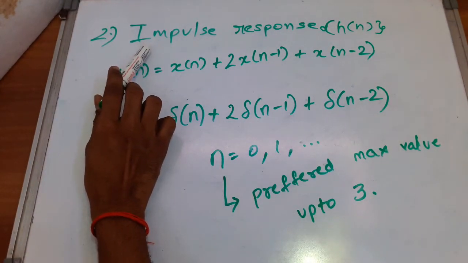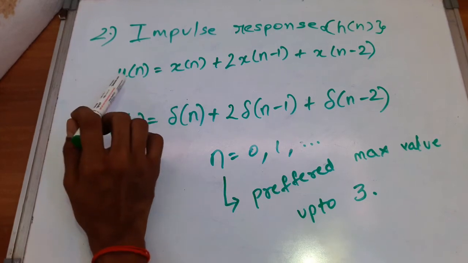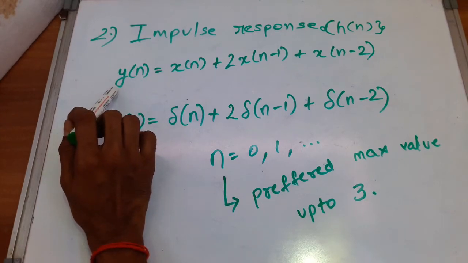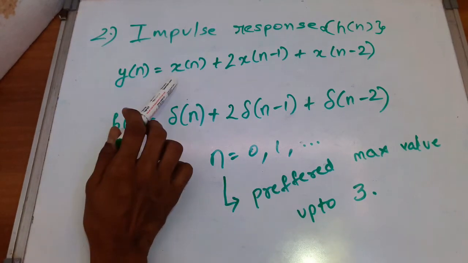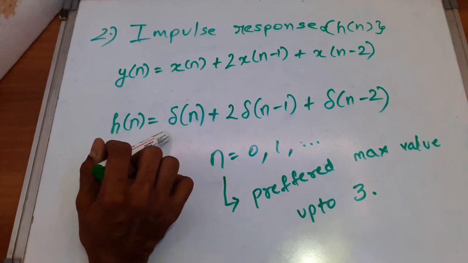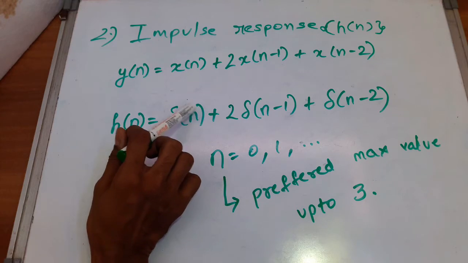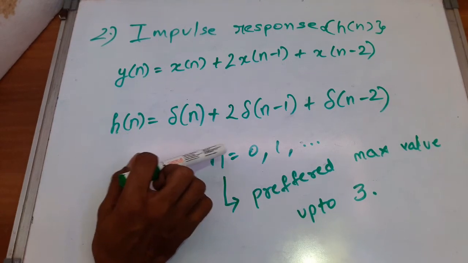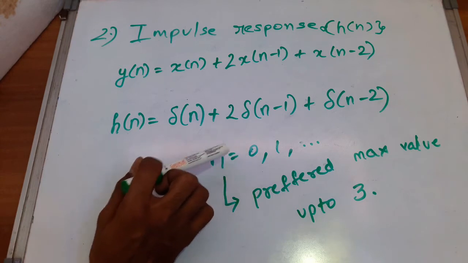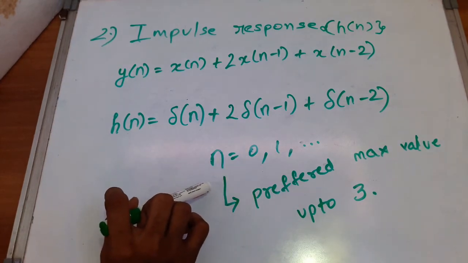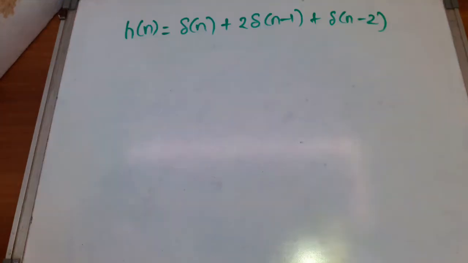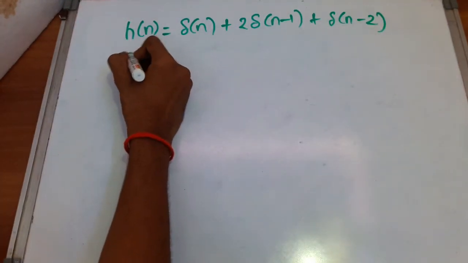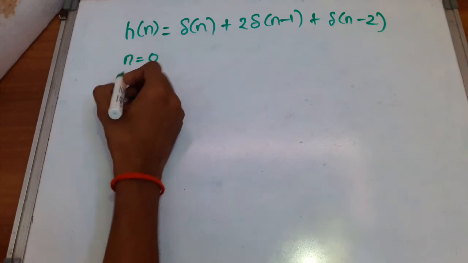In impulse response, we do not take the equation which is in frequency domain, we take the equation which was in time domain. Now replacing the y terms with h and x terms with delta. In this equation, the n value is unknown, so we have to take n values as natural numbers beginning from 0. The preferred value is up to 3 to keep the sum as simple as possible. So now taking the initial value as 0.